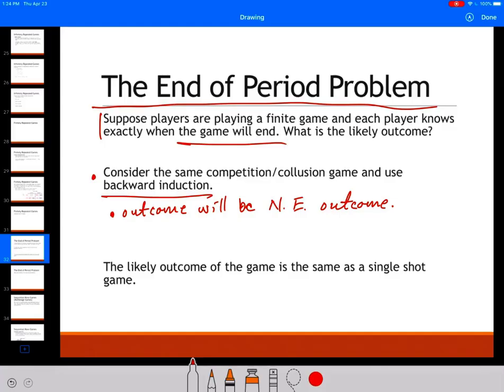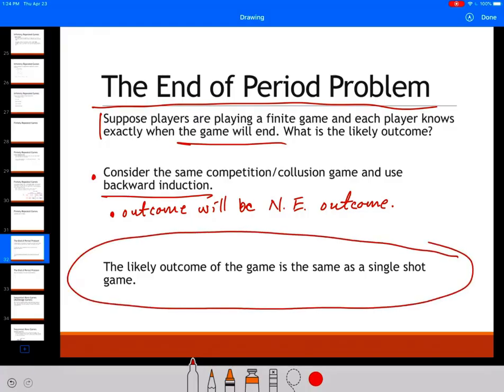Well, if I know I'm going to do that in the last round, let's go to the round previous to that. If I know I'm going to play the Nash equilibrium in the next round, then I'm going to do the same thing again, and we can work backwards to the beginning. That's how you use backward induction. So the end of period problem says, if it's a game and there's a known ending and everybody knows when it ends, the outcome is just going to be the same as if you played the game once. That is, it'll just be that Nash equilibrium outcome.